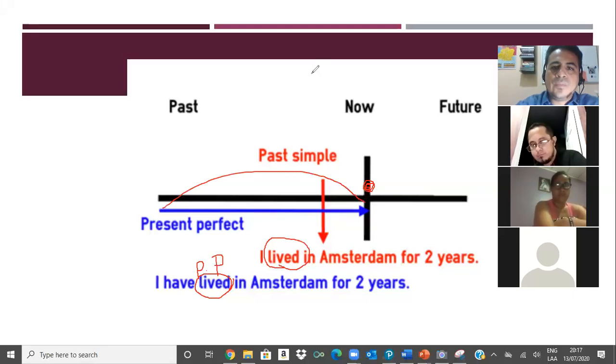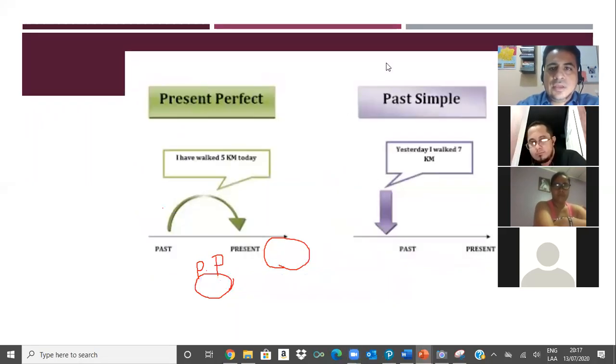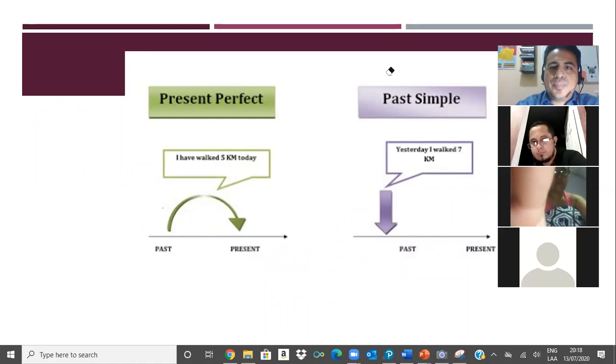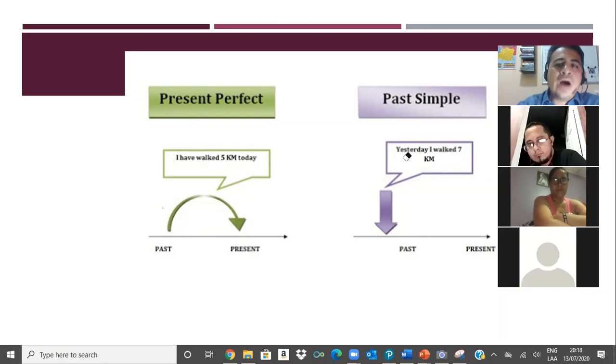Okay. Remember that. All right. Let's see another example. Here's another example. I have present perfect, past simple. Se lo voy a leer porque creo que no se ve muy bien. I have walked 5 kilometers today. This is present perfect. Past simple: Yesterday, I walked 7 kilometers. Do you see?